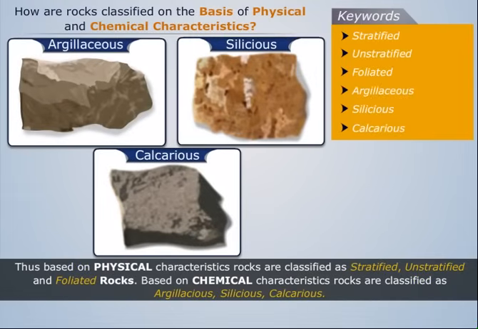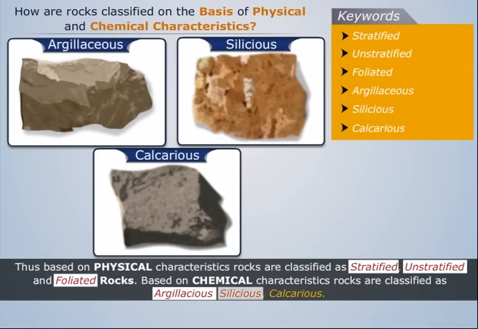Thus, based on physical characteristics, rocks are classified as stratified, unstratified, and foliated rocks. Based on chemical characteristics, rocks are classified as argillaceous, siliceous, calcareous.